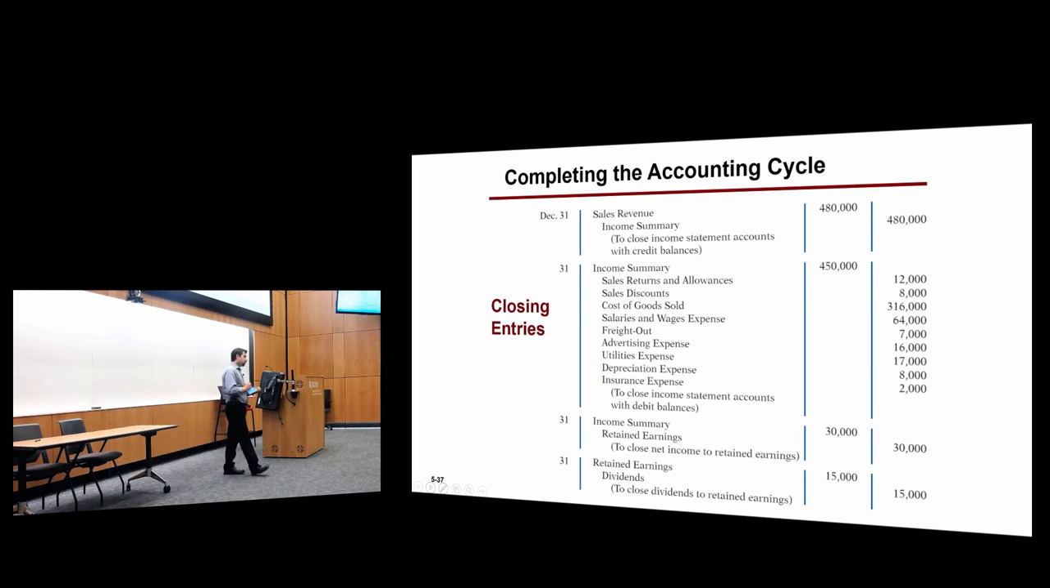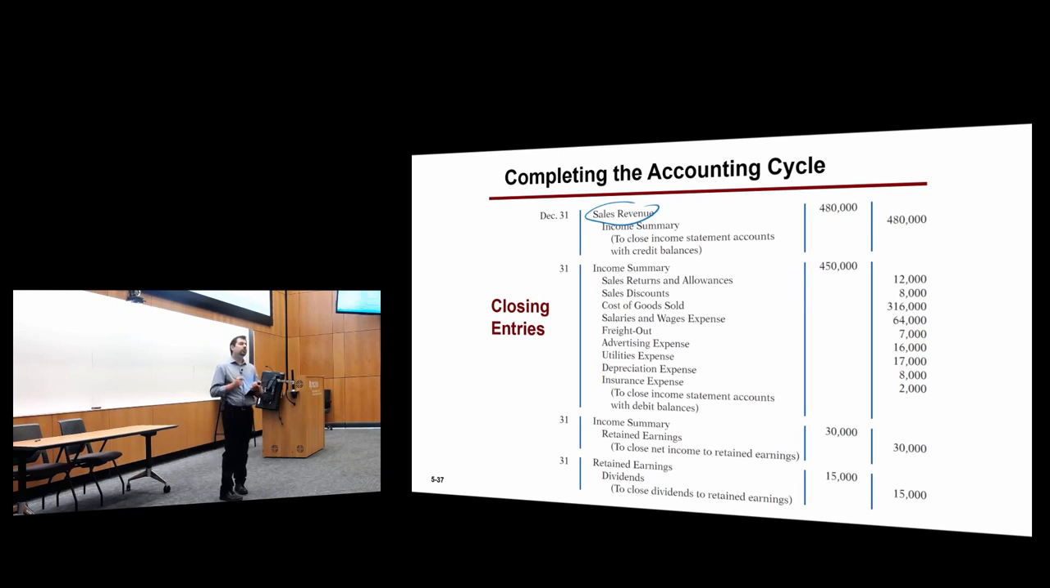Now, once again, you close the credit accounts by debiting them, and the debit accounts by crediting them. So revenues, they are what kind of account? Credit. So they have normal credit balance, you debit them. So we debit the revenue, we credit income summary in the same way. So we had other types of revenues, service revenues, we did the same thing.